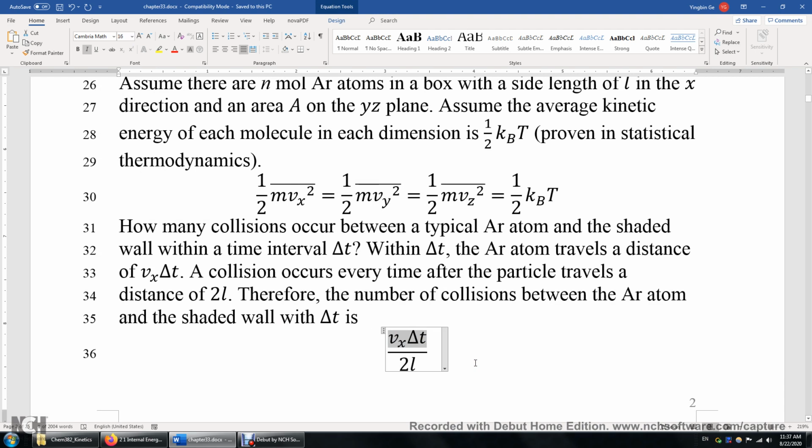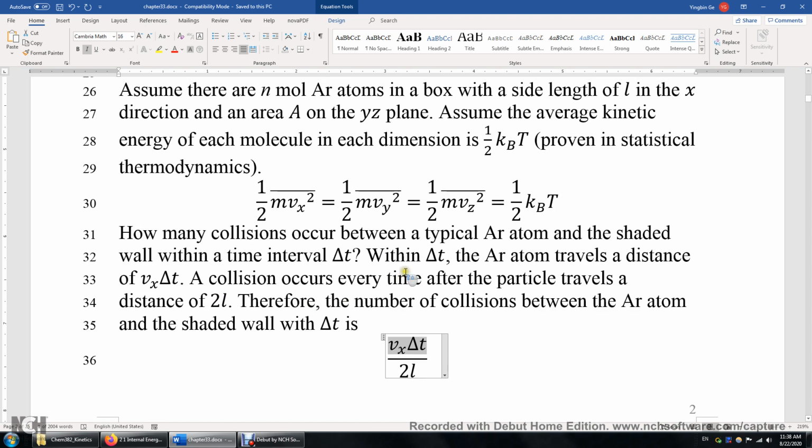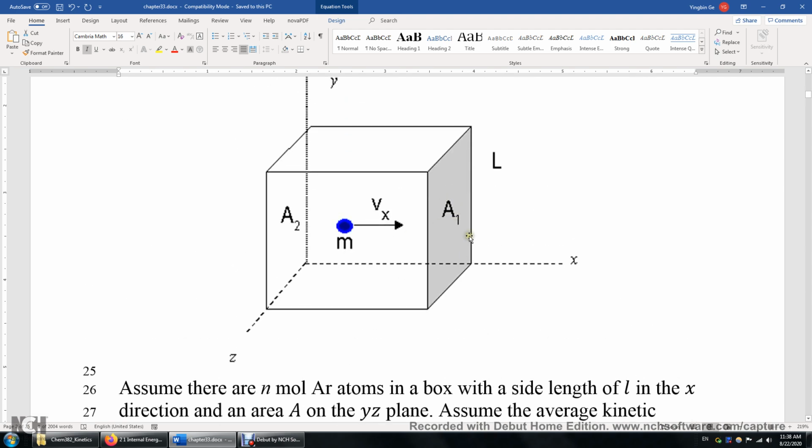That's the total distance the argon atom travels, divided by 2L to get the number of collisions within this time interval. Again, every 2L distance, this atom collides with this shaded area once, right? So every 2L, one collision, bounce back, and then get back to the original position.